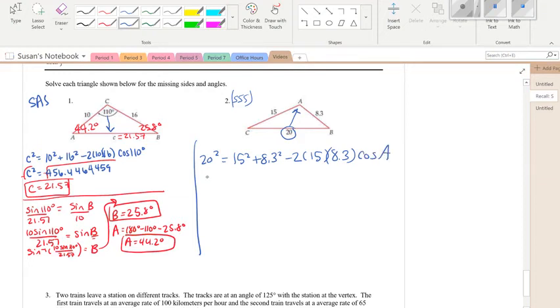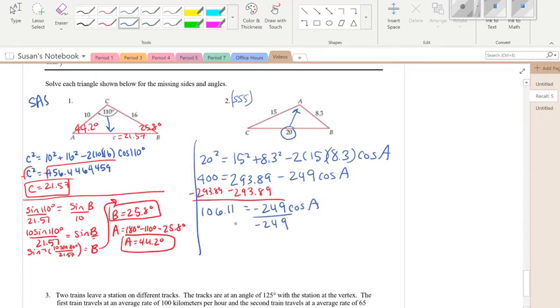So I would always get in the habit of writing this out because often I see students get this problem wrong. So this gives me 293.89 minus 249 times the cosine of A. And then, of course, you want to subtract 293.89 first. When we do that, we end up with 106.11 is equal to negative 249 times the cosine of A, divided by negative 249. And we get the cosine of A is equal to 106.11 divided by negative 249.